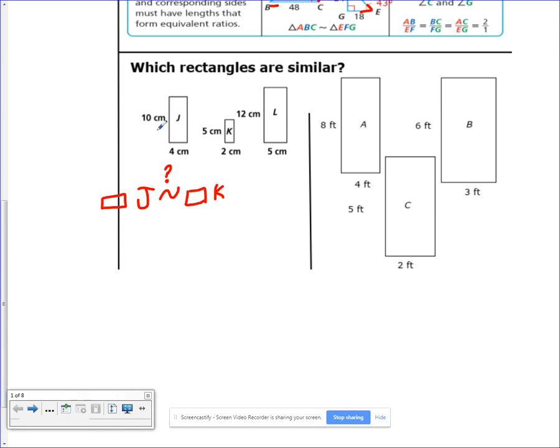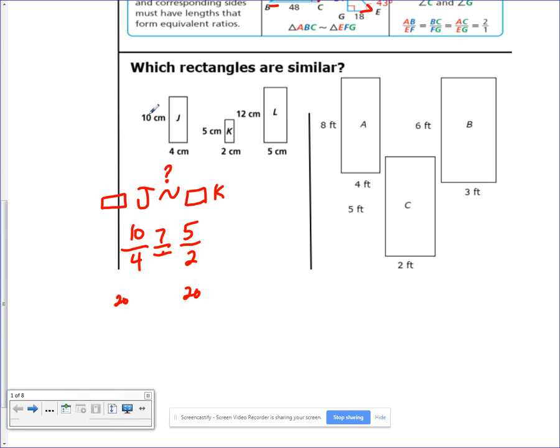Let's see. In J, I have this relationship. 10 is the long side, and 4 is the short side. 5 to 2 with K. Are these equal to each other? Is 10 over 4 equal to 5 over 2? Check it with cross products: 10 times 2, that's 20. 4 times 5, that's 20. Oh, yes, they are. If their sides are proportional, bingo. That gives you similar figures.